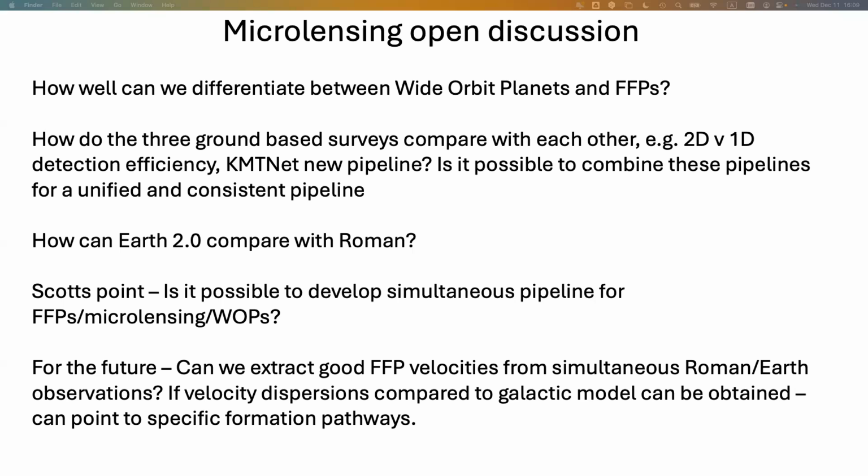It's a relatively easy calculation to ask, how well can we measure the velocity dispersion of the sample of free-floating planets with mass measurements from contemporaneous ground-based observations?